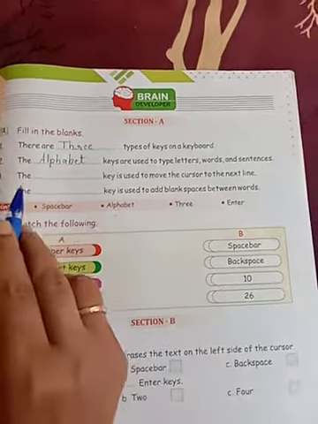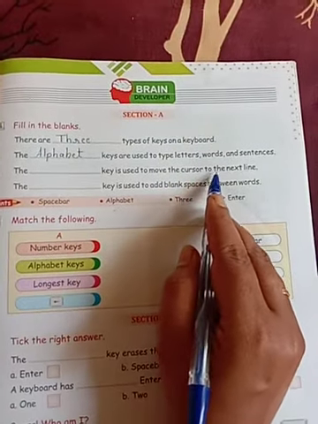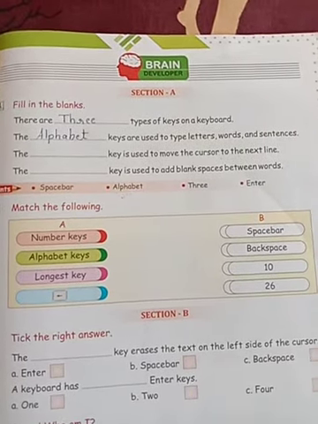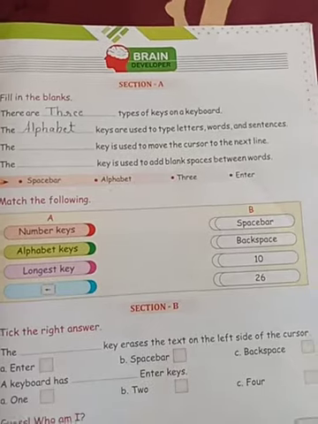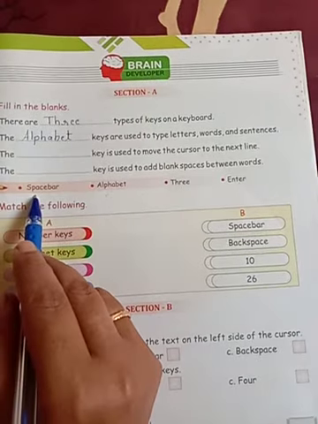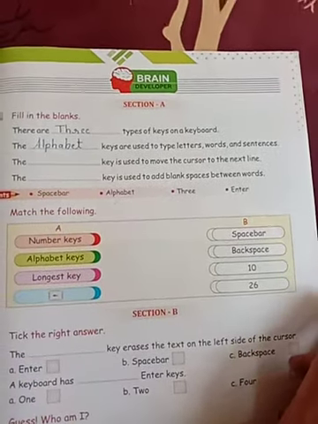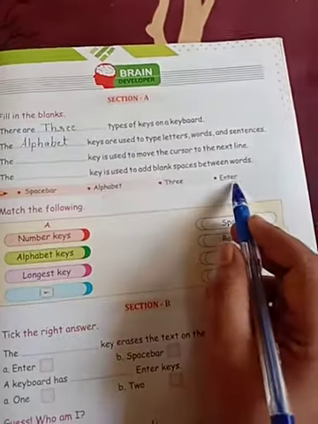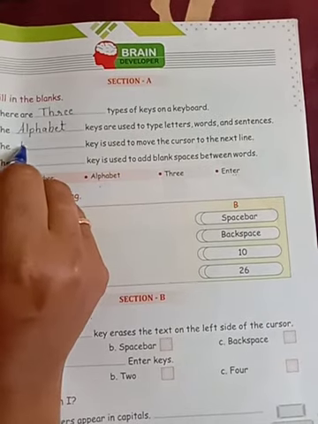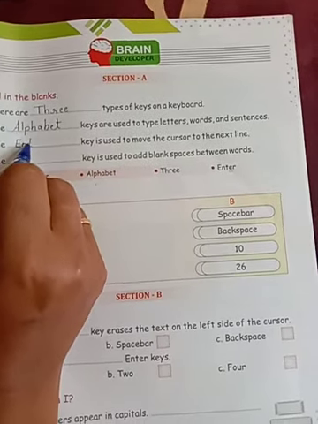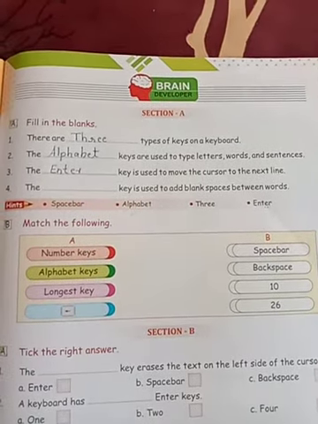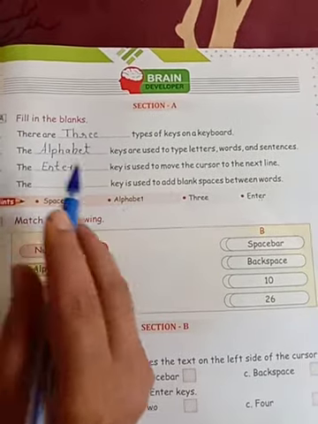Now third one. The dash key is used to move the cursor to the next line. If you want to jump to the next line, which special key is used from the keyboard? Space bar or enter? Space bar is used to give a space in between the letters, words and sentences, whereas enter will help you to jump to the next line. So here I will write E-N-T-E-R. Enter. Like this way, you can solve the example 4.